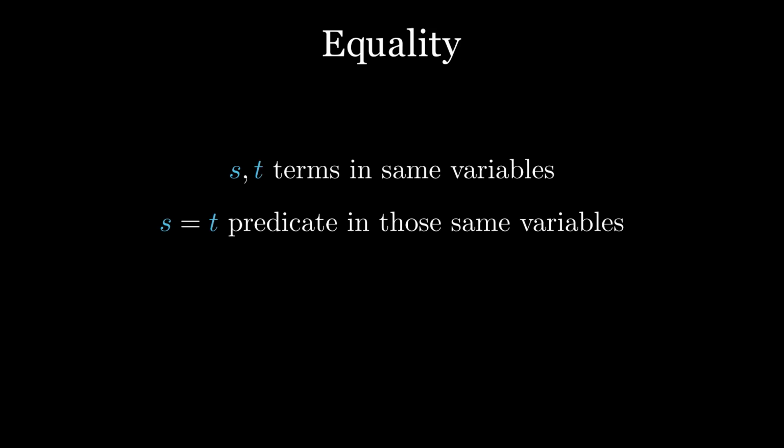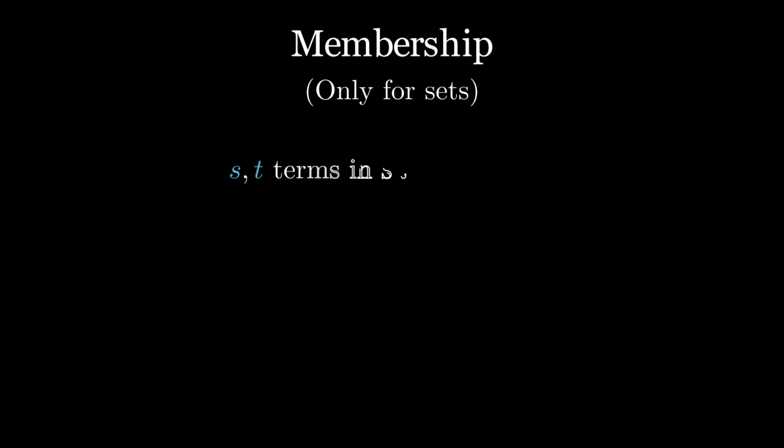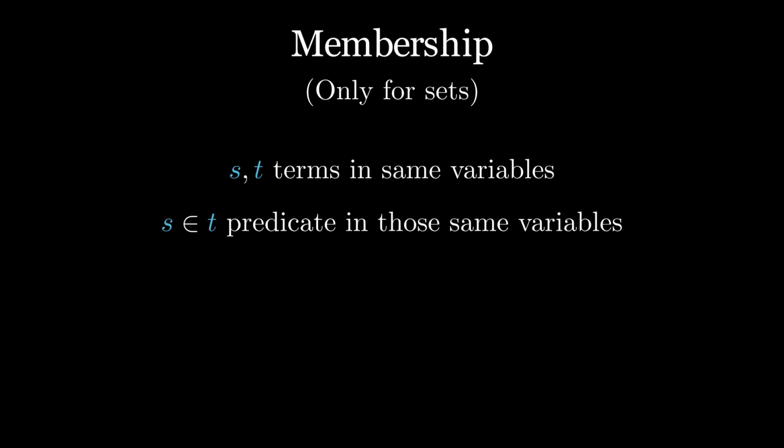If, as for sets, our only terms are variables, the predicates we get are all of the form v equals w, where v and w are variables. When dealing with sets, we have another basic predicate, membership. Given terms s and t in the same variables, we have a predicate s is an element of t, or s is in t, in those same variables. That is, for variables v and w, we have predicates of the form v is an element of w. We also abbreviate not s equals t, like so, read as s is not equal to t, and not s is an element of t, like so, read as s is not an element of t.